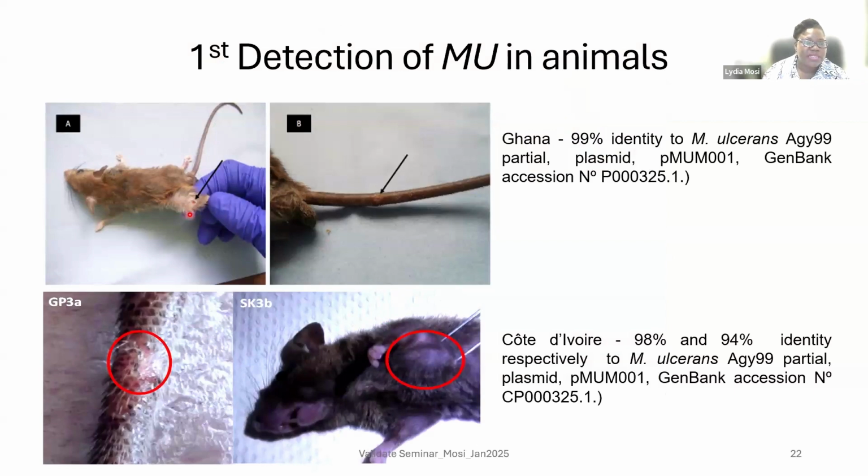And so some of the lesions that we identified on the small mammals, we went on to sequence our PCR positives, and they came up with 99 and 98% respectively identical to M. ulcerans Agy99 strain, which is the genome strain.